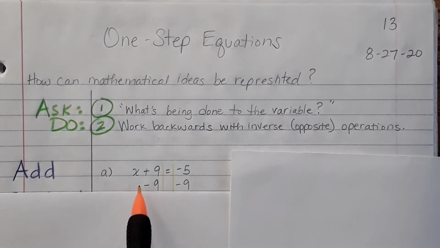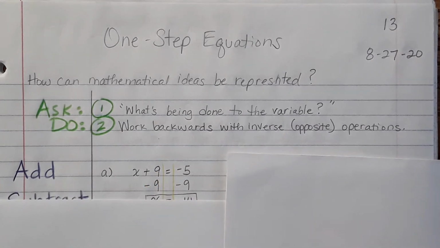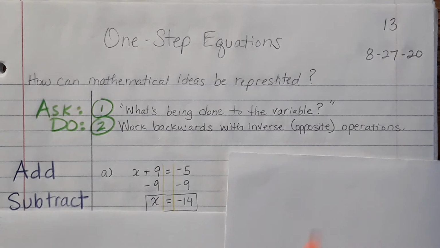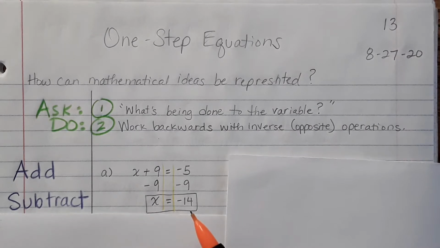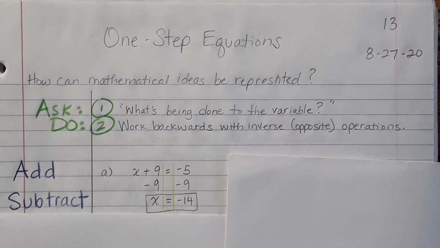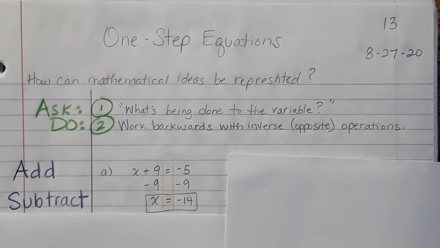And when you work down, on the left, the 9s would cancel to 0. All that remains is x. And on the right, negative 5 minus 9 is negative 14. Our solution is x equals negative 14. The solution is not negative 14. The solution is x equals negative 14, the whole thing.